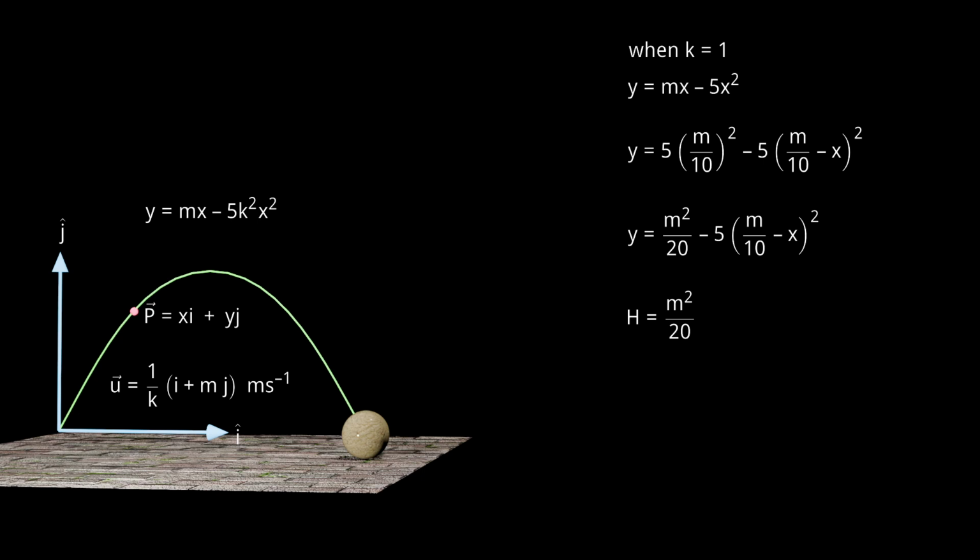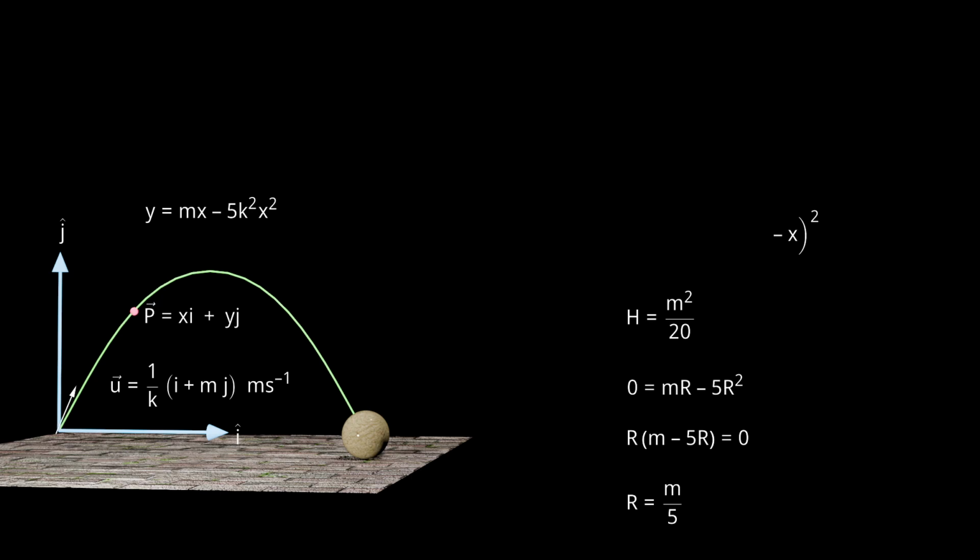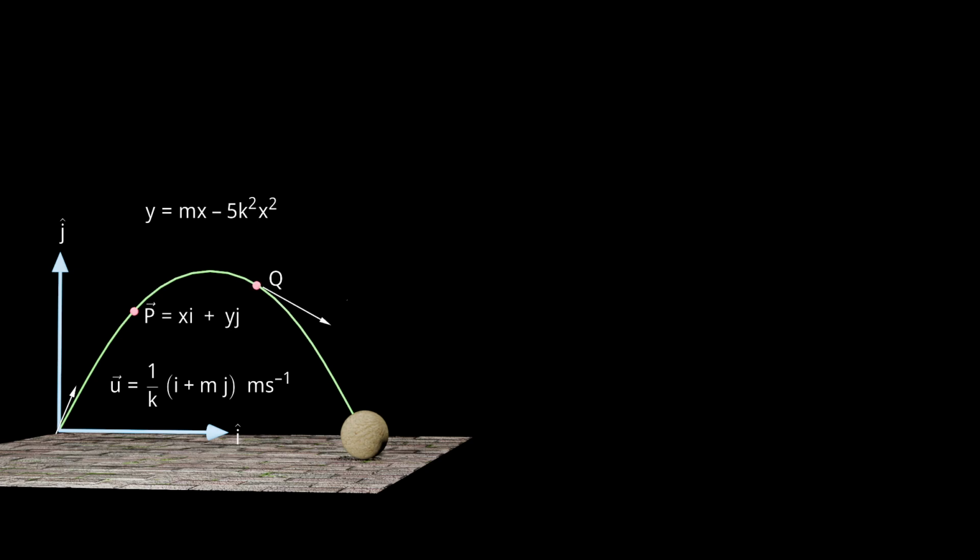The maximum range occurs when the ball returns to the ground, meaning y equals 0. Substituting 0 for y, we can derive an expression for r in terms of m. Since the maximum range cannot be 0, it is equal to m divided by 5. Okay, now let's move on to part 3 of this problem. Point Q lies on the projectile's trajectory, where the velocity vector is orthogonal to the initial velocity. Our task is to determine the horizontal distance, x, to point Q in terms of m.